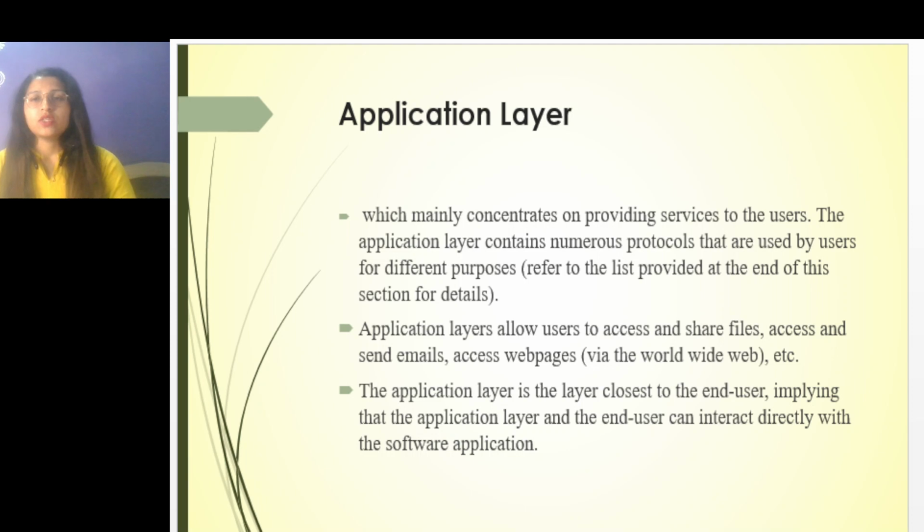Next is the application layer. So what do you understand by this topmost layer? The application layer concentrates on providing services to the user. It is the topmost layer. So you can say this layer acts as an interface between the user and the underlying network. The application layer contains numerous protocols that are used by the user for different purposes. There are many protocols, sets of rules, that are used at the application layer.